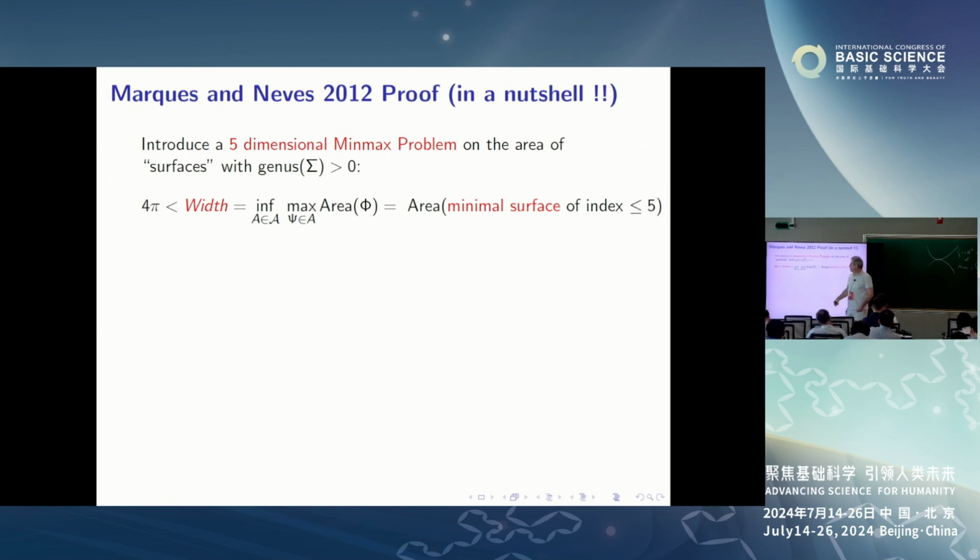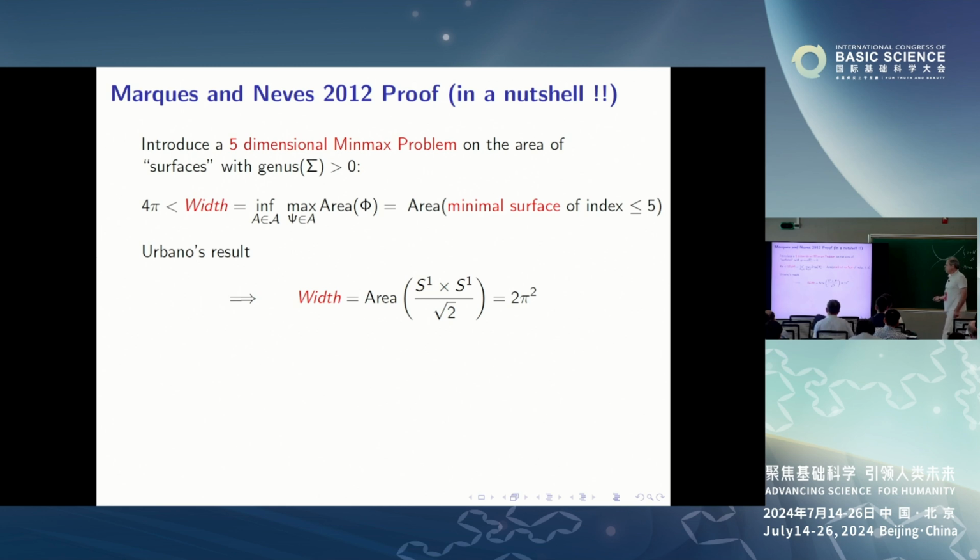When you do that, it corresponds to a min-max. If the width is realized by the area of some minimal surface of index less than or equal to 5, you have to imagine that it's a bit outrageous to write the proof in this way, because behind this, first of all, there is a strict inequality. There is a realization by a nice minimal surface of index less than 5. So you have 100 pages which are themselves based on the Pitts theory of several hundred pages. But let's take it this way.